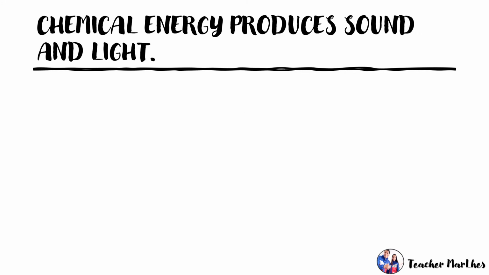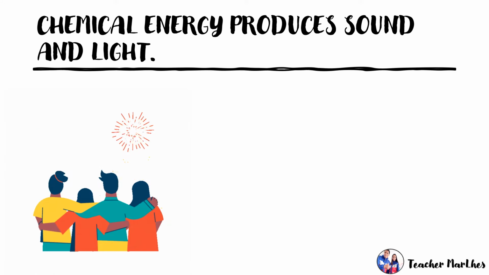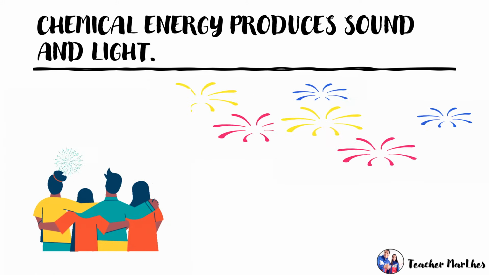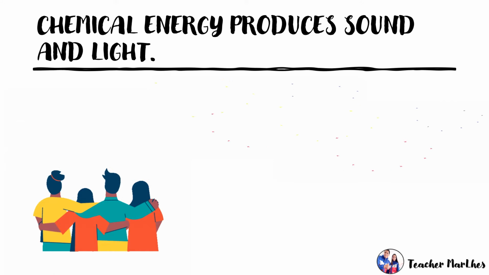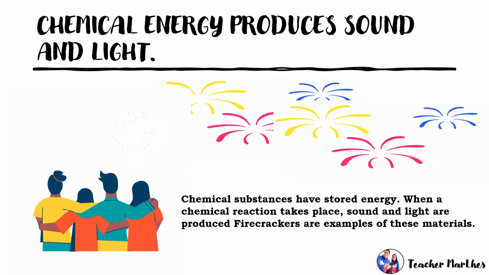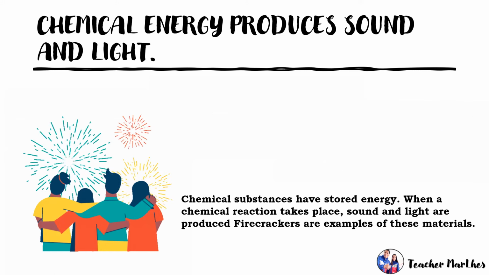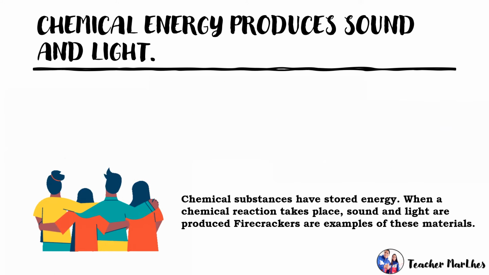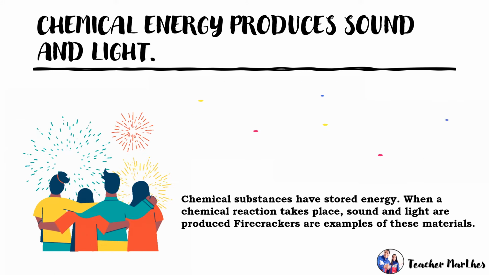Chemical energy produces sound and light. Let us see this illustration. So, what did you observe? Very good. This is fireworks. Chemical substances have stored energy. When a chemical reaction takes place, sound and light are produced. Firecrackers are examples of these materials.